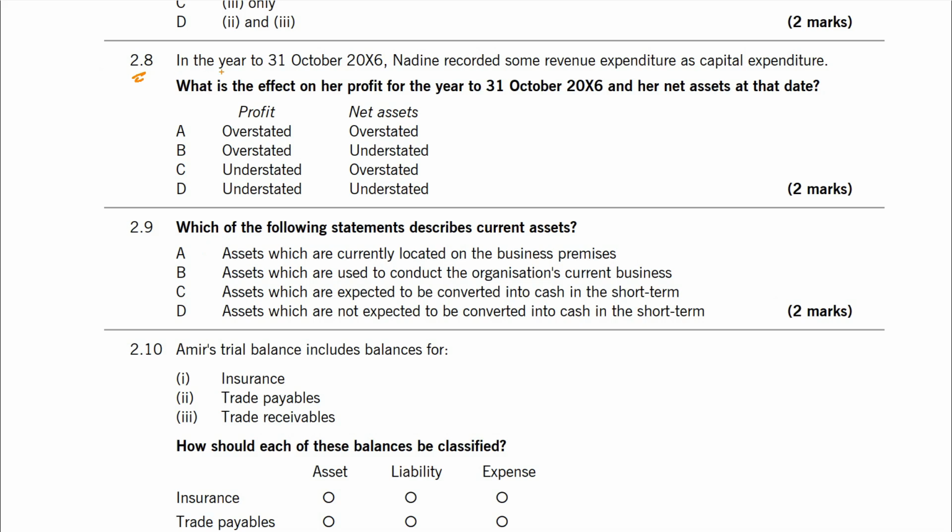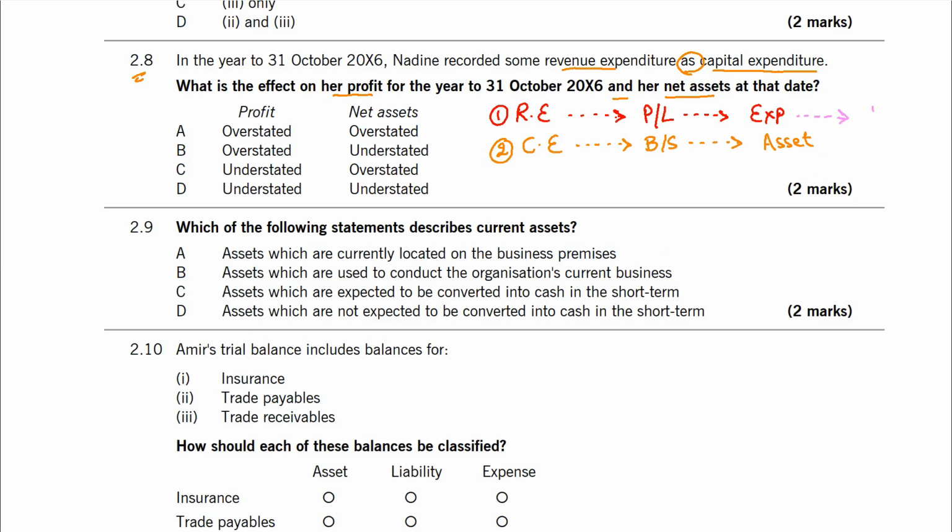Next we have question number 8. In the year ended 06, Nandin recorded some revenue expenditure as capital expenditure. That means she made a mistake. What is the effect on her profit as a result of this mistake and on her net assets? First of all, if she had correctly included it as revenue expenditure, then she would have had to include it in her profit and loss account as an expense. But right now what she did, she categorized that revenue expense as capital expense. That means she included it in her balance sheet instead of the profit and loss account as an asset of the company. In other words, her profits were increased because she had not recorded that expense. That's why her profit was increased.